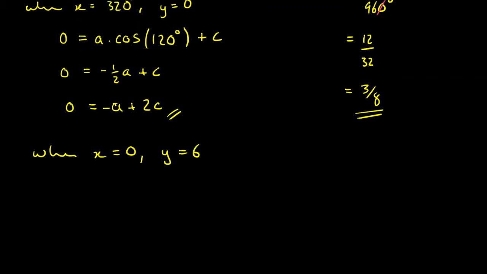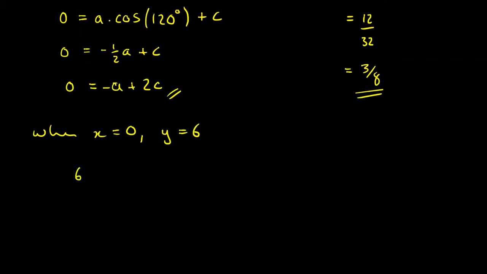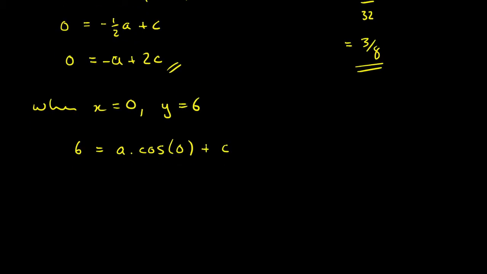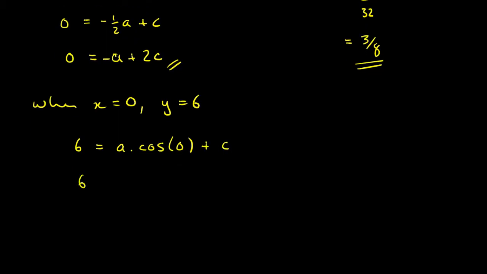So let's substitute in there. So we got y is equal to 6, a cos 0 plus c. Well, what is cos 0? Cos 0 is equal to -1, isn't it? So we got 6, sorry, cos 0 is equal to +1, I do beg your pardon. So 6 is equal to a plus c.